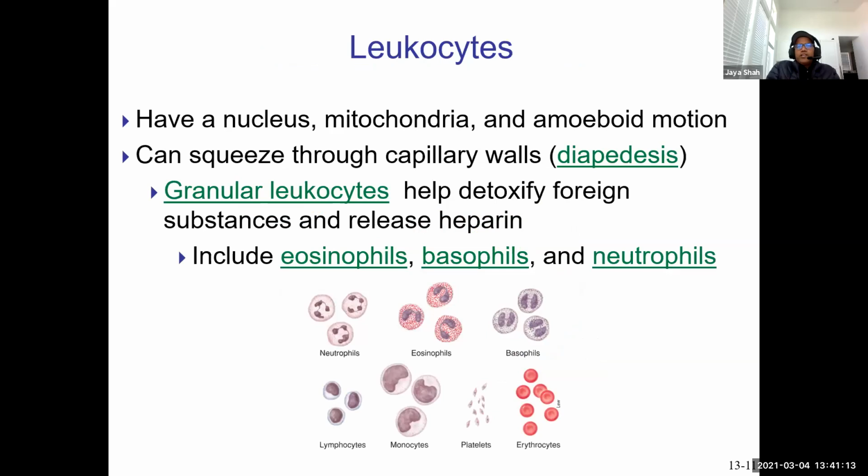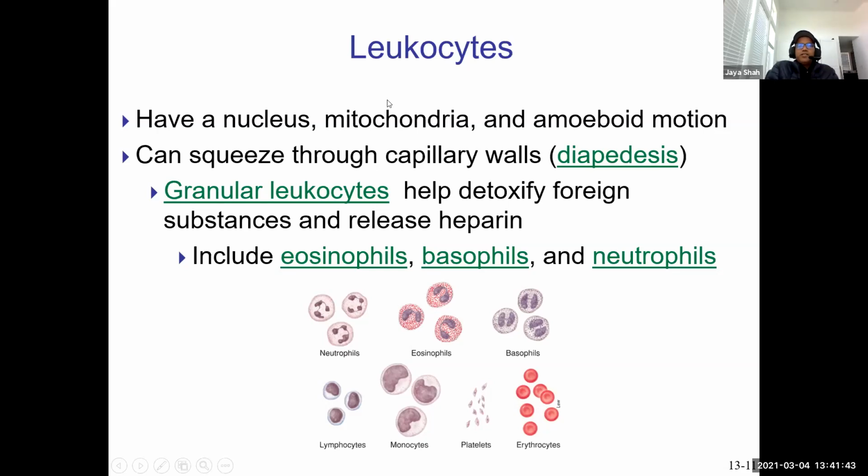Now, leukocytes, white blood cells. White blood cells are not red. That's why we call them white. Leuko means white. Contrary to red blood cells, leukocytes have a nucleus and mitochondria, and they can squeeze out of the capillaries and go to tissue to fight infection. And the process by which they exit the blood capillaries is called diapedesis.